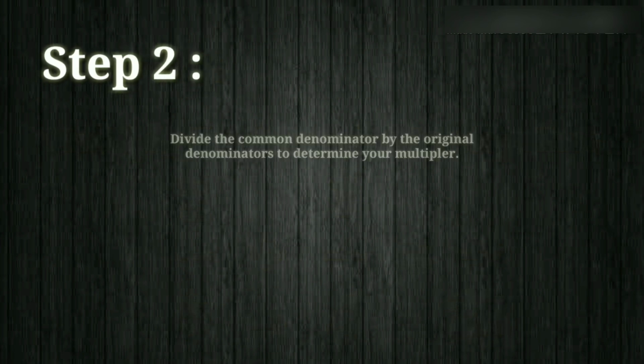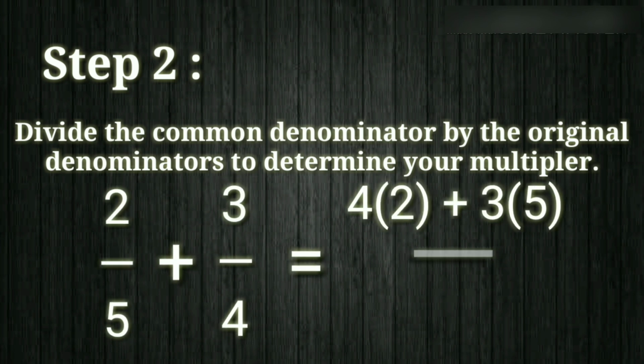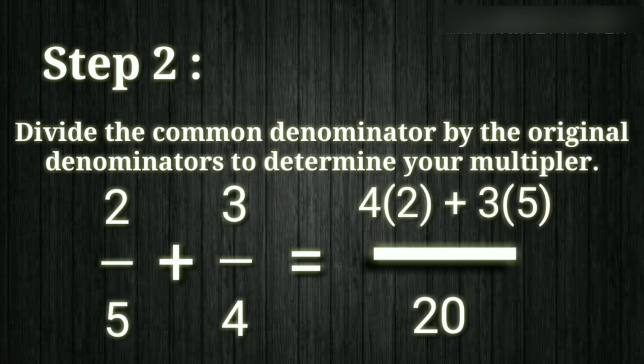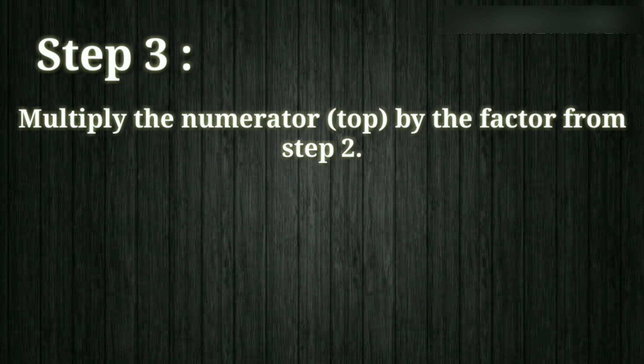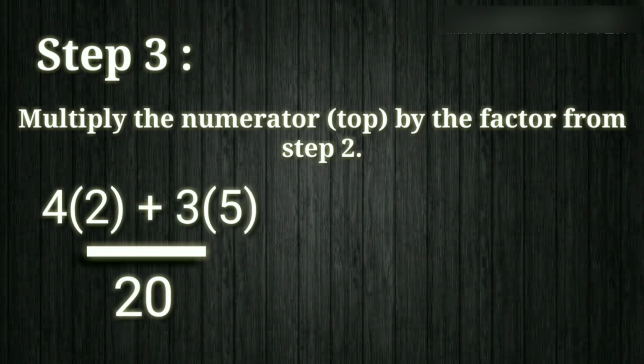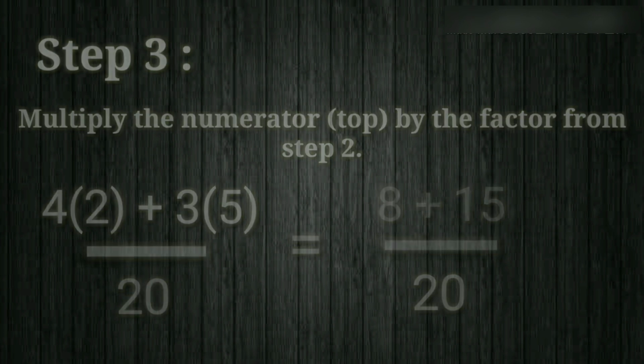Step 2. Divide the common denominator by the original denominator to determine your multiplier. So 20 divided by 5 is equal to 4, times 2, and 20 divided by 4 is equal to 5, times 3. Step 3. Multiply the numerator by the factor from step 2. So 4 times 2 plus 5 times 3 over 20 is equal to 8 plus 15 over 20.